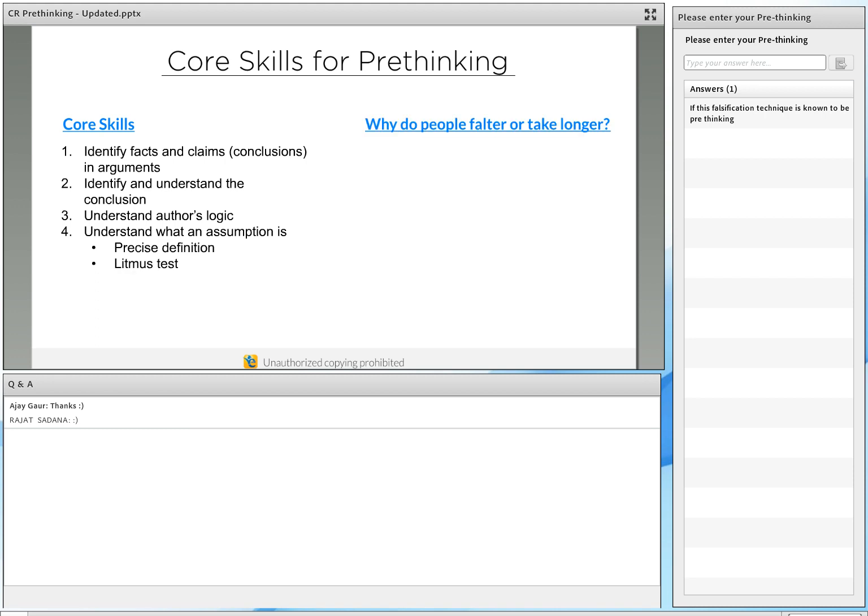Okay. Now, what are certain skills that you should know? One is you should be able to figure out how to read an argument and figure out what the main conclusion is. The second is you've got to understand what the conclusion is saying. And then, by looking at the facts in the argument and the conclusion, you should be able to understand the author's logic. We already know what an assumption is.